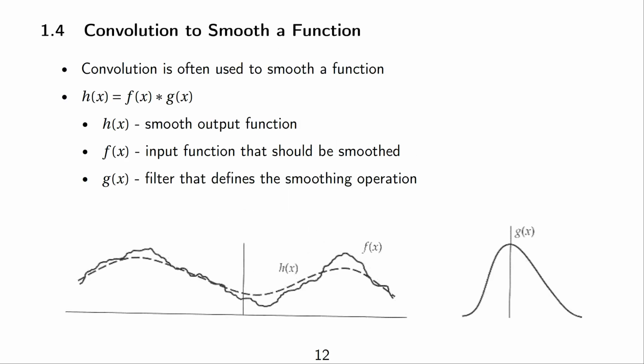Very often convolution is used to smooth a function. This is the typical example that is often given when explaining convolution. So here we show one such example. The function f of x is a function that has quite a bit of noise, so you see it's going up and down quite a bit. And we are going to convolve this function f of x with this filter function g of x to obtain a smoother function h of x that is shown as a dashed line, and you can see it's a smoother version of f of x.